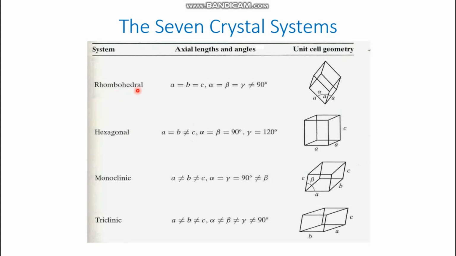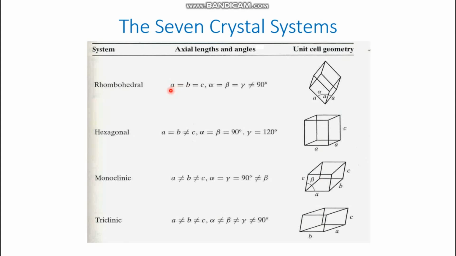So rhombohedral has another name, trigonal. Okay, and the structure is the structure of a trigon or rhombohedron. This is the structure of a hexagon. This is the structure of a monoclinic, and this is the structure of a triclinic.